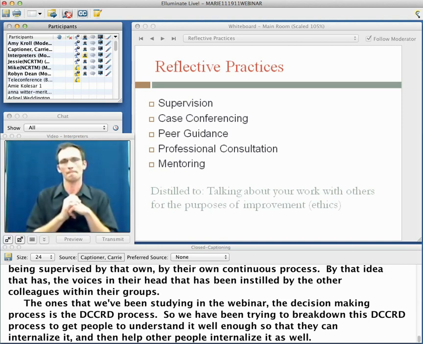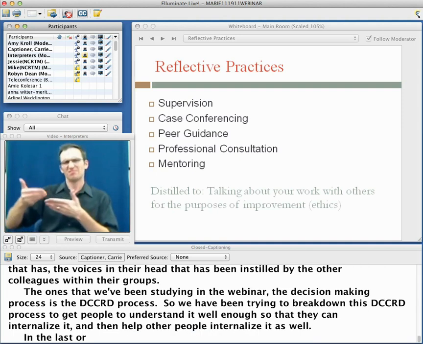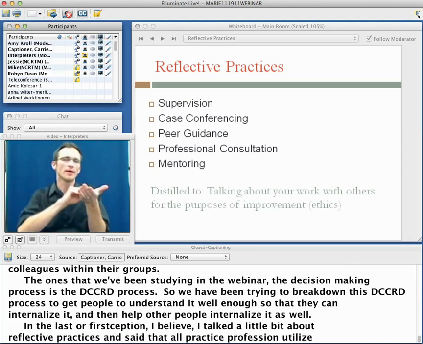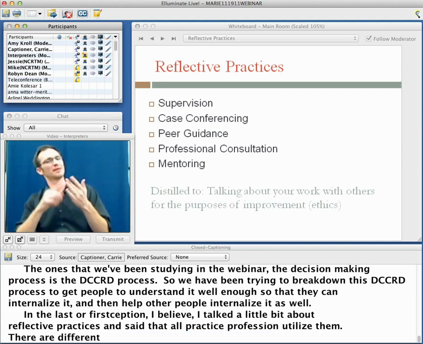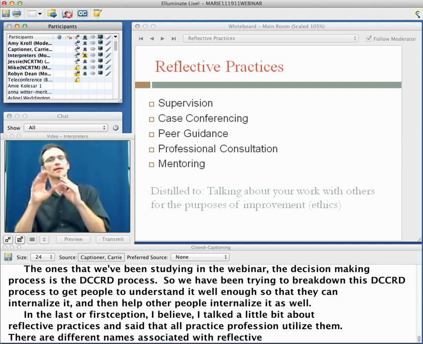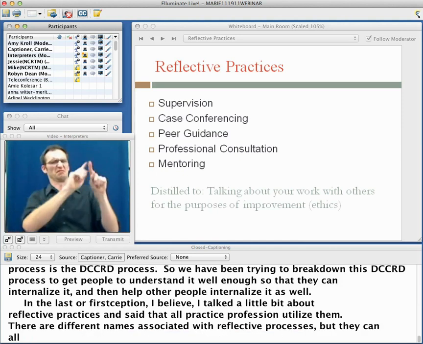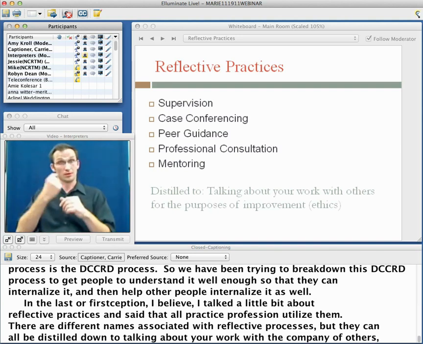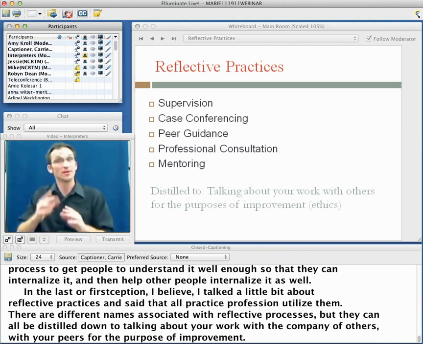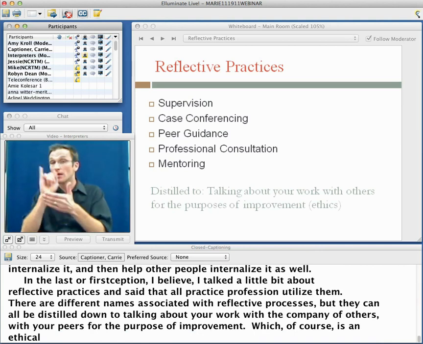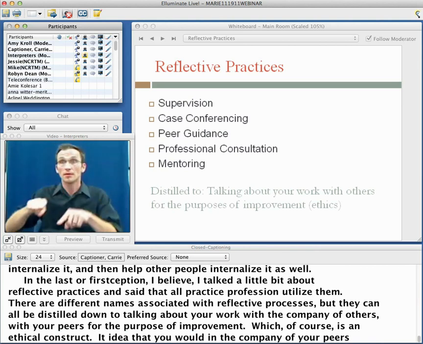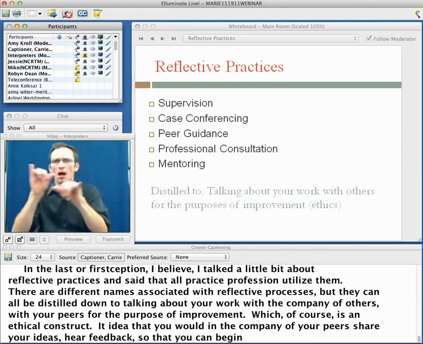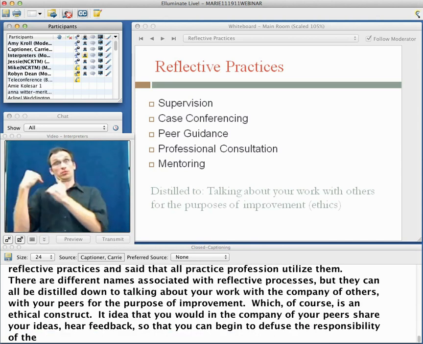In the first session, I believe, I talked a little bit about reflective practices and said that all practice professions utilize them. There are different names associated with reflective practices, but they can all be distilled down to talking about your work with the company of others, with your peers, for the purposes of improvement, which of course is an ethical construct. The idea is that in the company of your peers, you share your ideas and hear feedback, so that you can begin to diffuse the responsibility of the decision-making amongst the group, not just yourself.